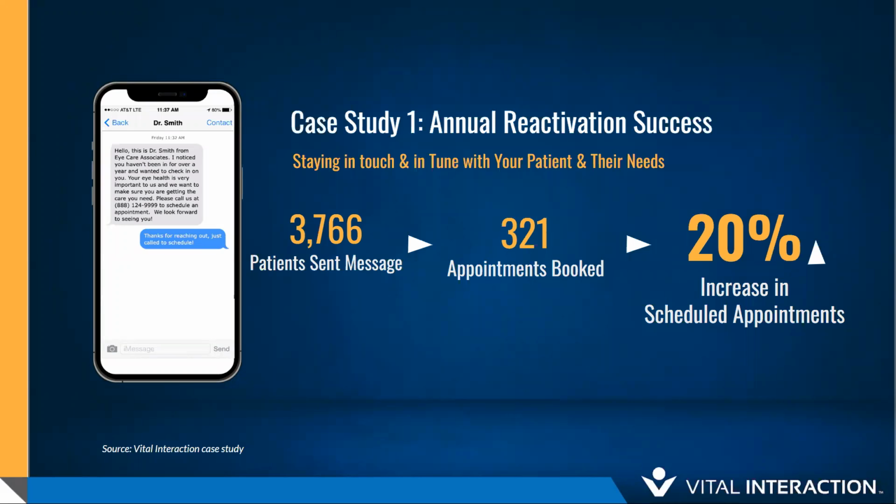So this one, Chris mentioned this earlier. It's the no-brainer type stuff. I think of it as low-hanging fruit. This is the first case study that we did. We worked with a group, and what we wanted to see was annual reactivation success. Again, very low-hanging fruit, super simple and easy to do. Basically, we looked at patients who had not been seen for over a year, and we reached out to them with a personalized message, asking them about their health and seeing if they needed a future appointment.